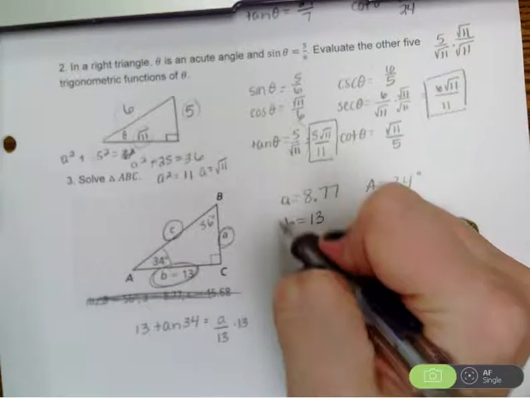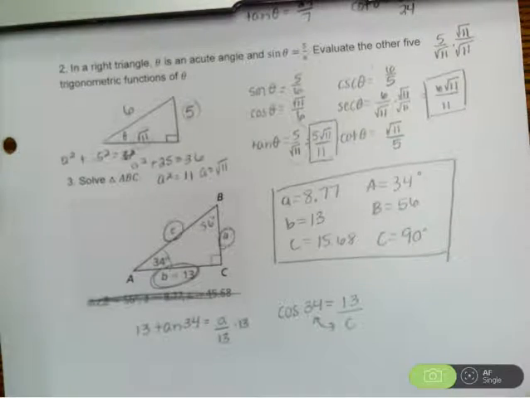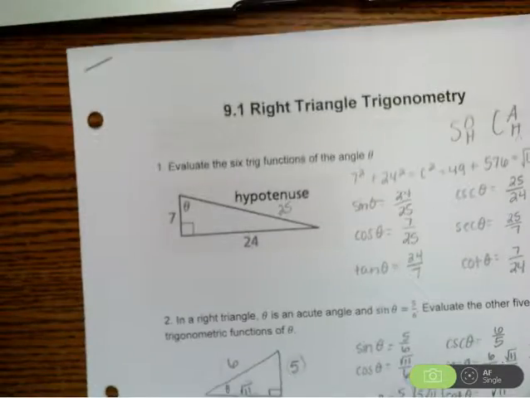And those are all of your missing values there. It's just helpful to make an answer box like this. That way you know you're never going to miss anything.